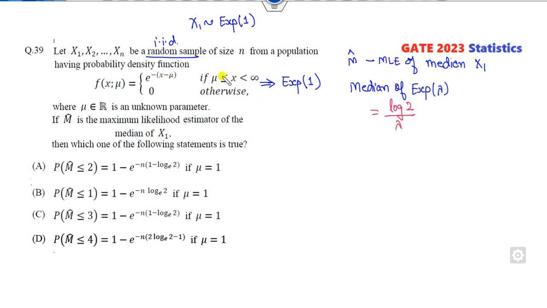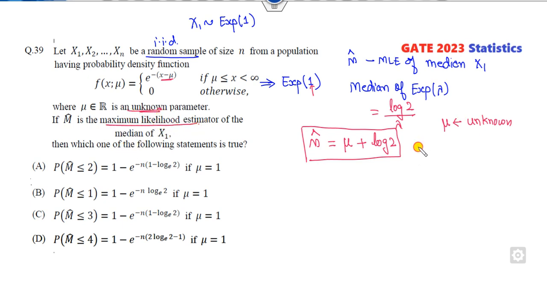Now according to this question, what is given to you? M cap is x minus mu, so it can be written as mu plus log of 2, since the exponential parameter is 1. Because you can see I need the value of m cap in order to find the probability, but here mu is unknown. Once it is unknown, how can you find it? By using the MLE. So I can write the MLE of this parameter.